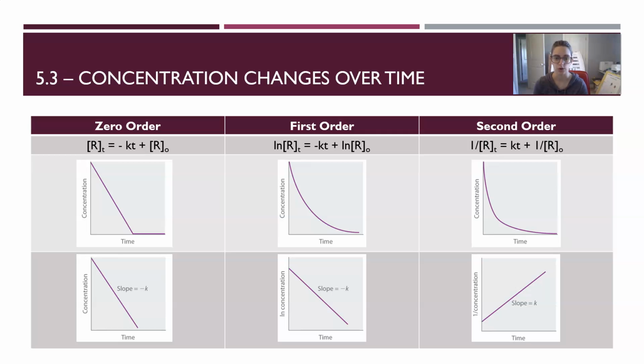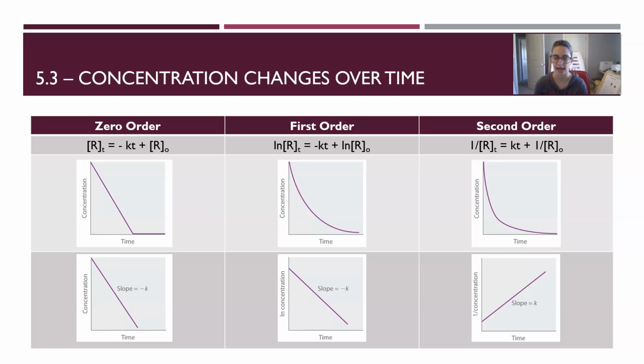For a first order reaction, the change in concentration is going to be greater at the beginning of the reaction, and then it's going to slow down as time progresses. We get a linear graph when we do the natural log of the concentration versus time. So a natural log graph is going to give you a negative k slope. So your rate constant is the negative slope of your line.